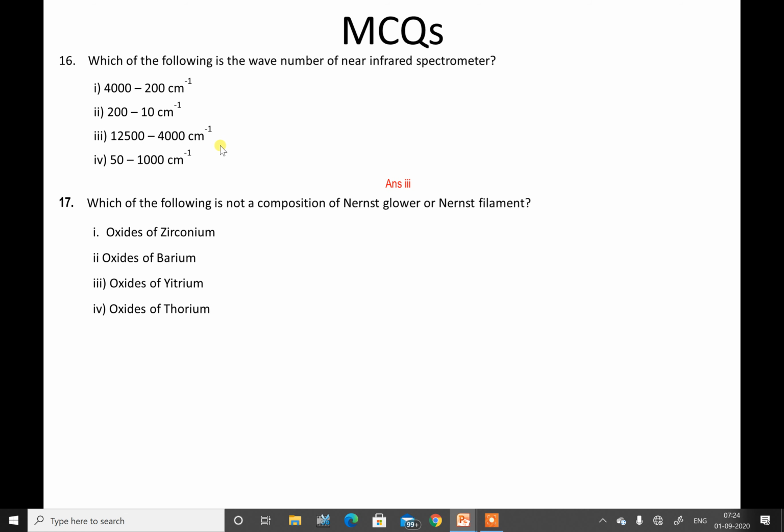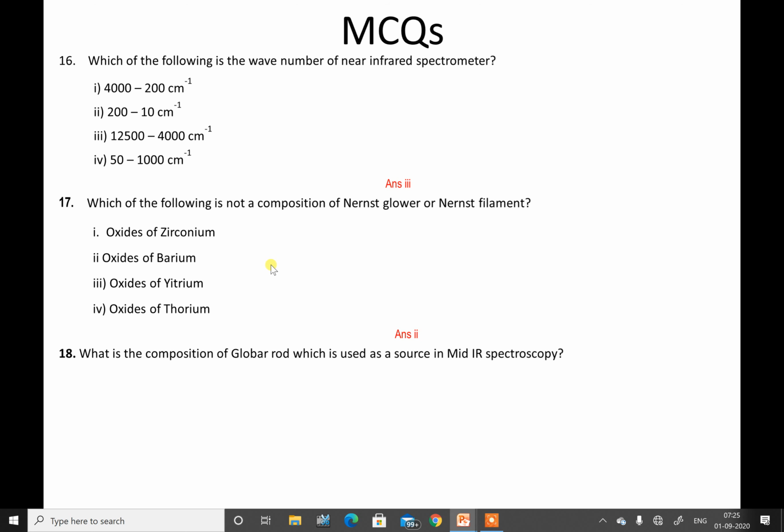Which of the following is not a composition of Nernst glower or Nernst filament? Nernst glower or Nernst filament deal with the oxides of rare earth metals, and barium is not a rare earth metal, so naturally the second is the answer.